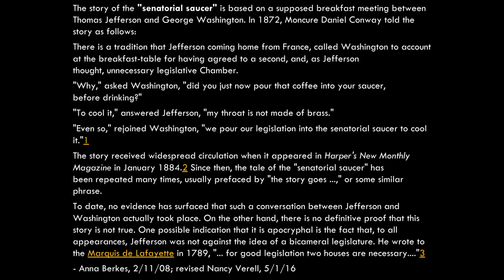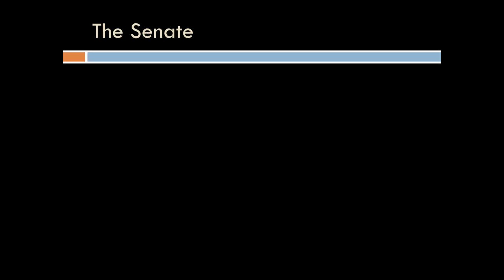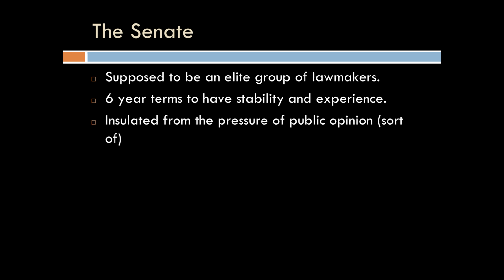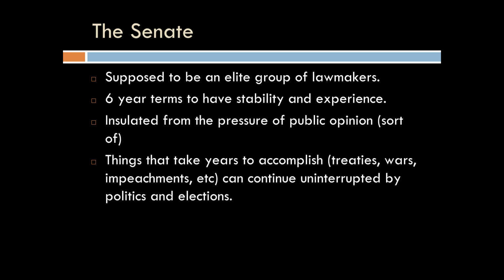Again, another reference to this word cool and this idea that the Senate is supposed to slow down, cool off kind of crazy ideas. So what makes the Senate unique? Well, the Senate is supposed to be elite lawmakers, literally rich and well-educated. I mean, that was the goal of the founding fathers. They're in office longer than presidents. Presidents come and go, the Senate remains. Because their terms are so much longer, they're supposed to be insulated from public opinion.